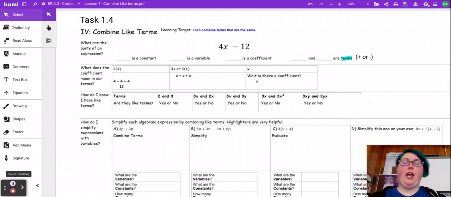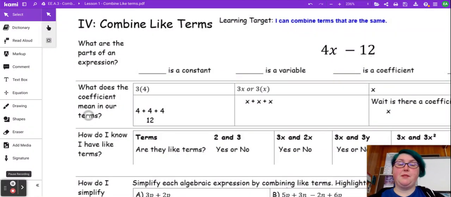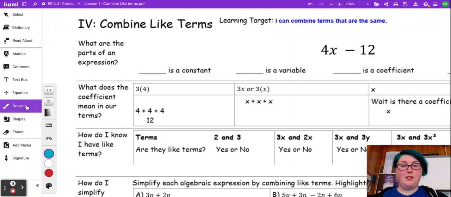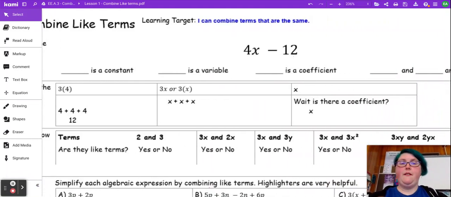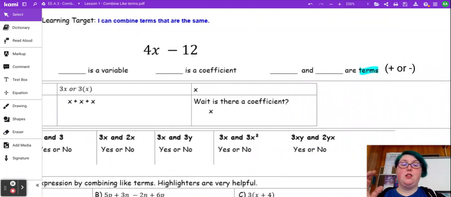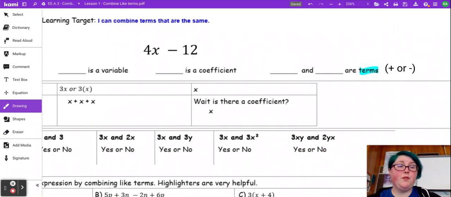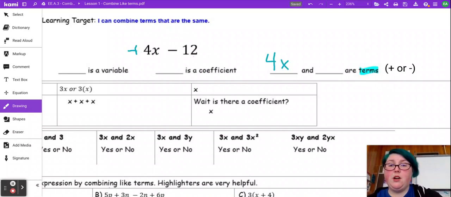First, we're going to go over some vocabulary at the top, looking at our expression, which we know from our last unit is 4x minus 12. Now, there is constant, variable, coefficient, and terms. Our first word we're going to go over is terms, numbers separated by a plus or a minus. So in this case, we have 4x. Now, if there is nothing in front of the number, mathematicians assume it is positive, and we have minus or negative 12. Those are our terms.